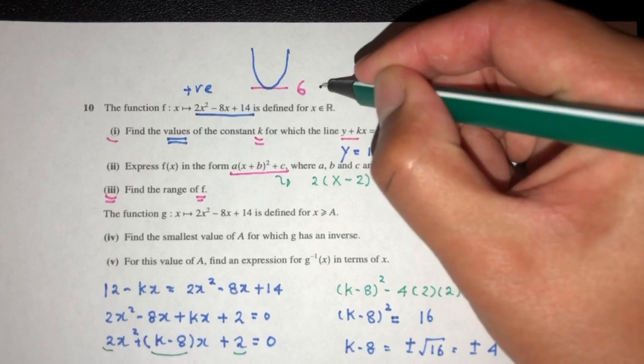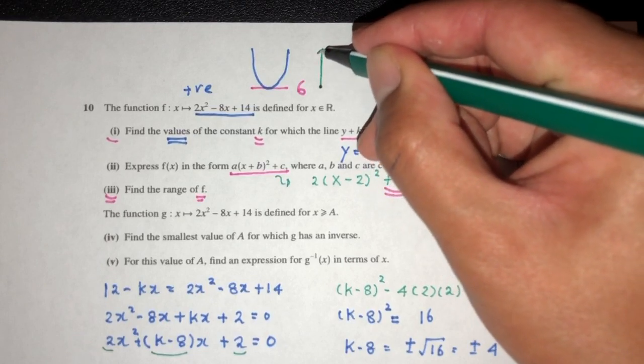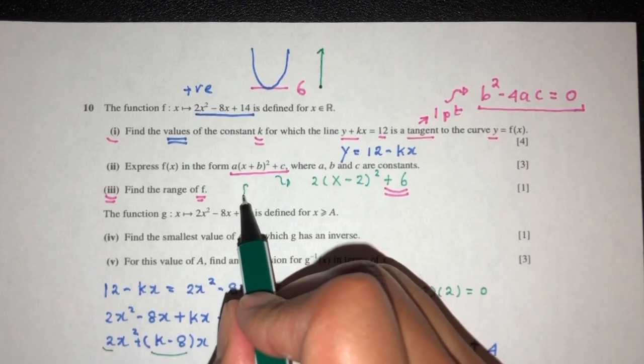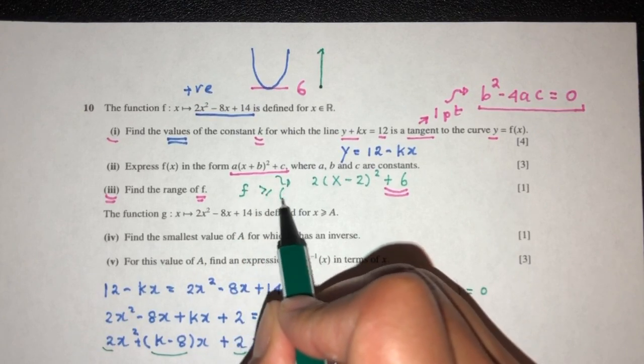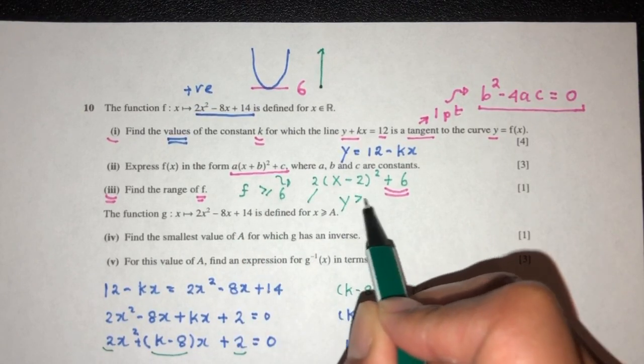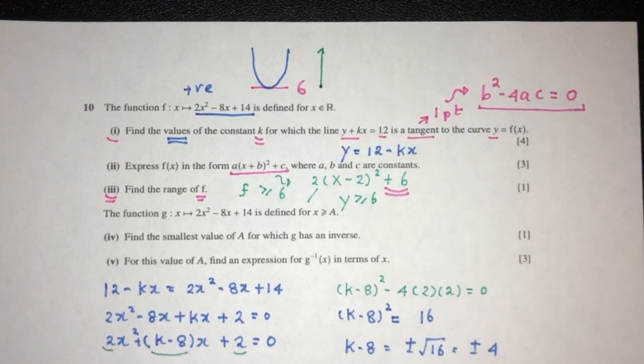As you can see, the curve is always going to go up from here. So we describe this as f(x) is more than or equal to 6, or you can write y is more than or equal to 6, as seen by the shape of the diagram or the curve. And this is part 3 of the question.